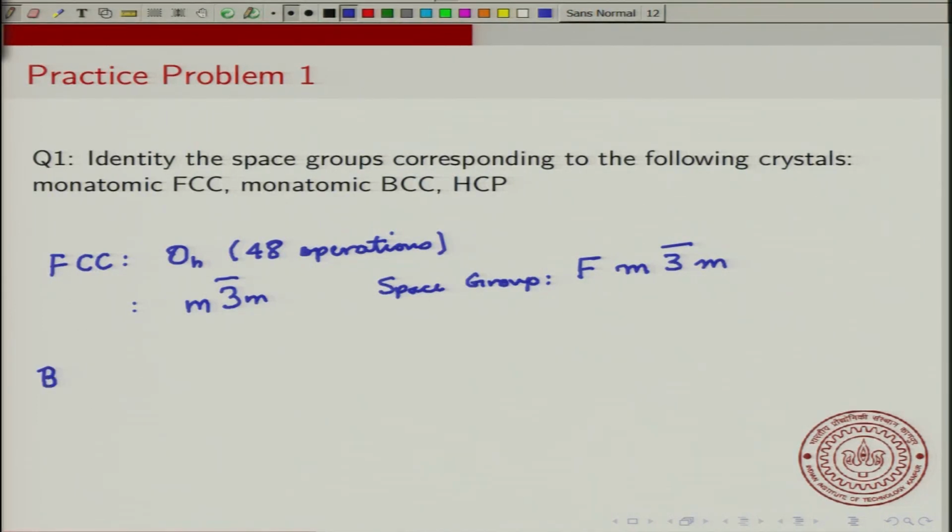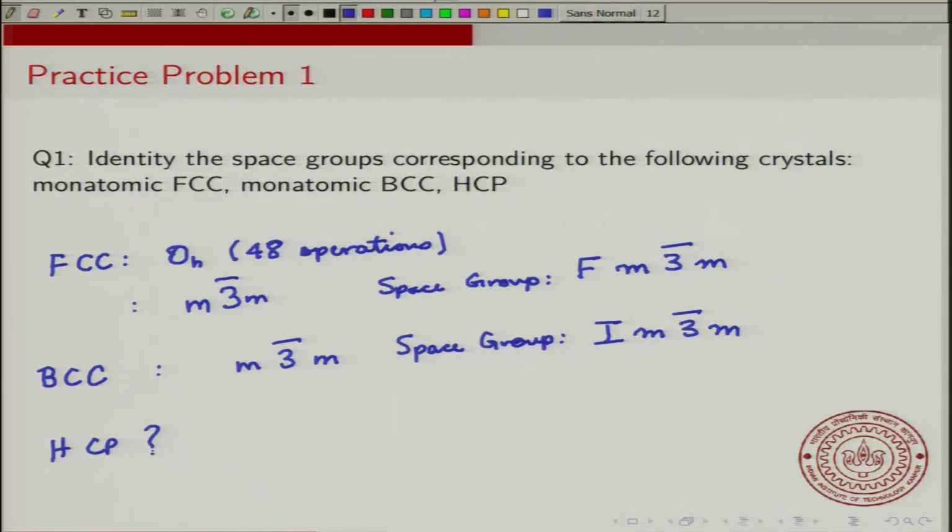What about the BCC? Now, the BCC is again m3̄m, and there are no additional glides or screw rotations. So, the space group is just I m3̄m. Now, what about the HCP? In this case, we need to inspect the point group. Actually the point group is 6/mmm.